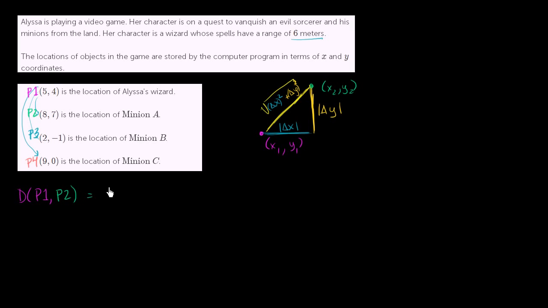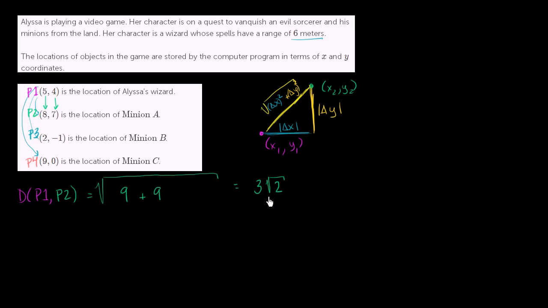well, that's going to be equal to the square root of our change in x squared. So our change in x is 3. That squared is 9. Plus our change in y squared. Our change in y is also 3. That squared is 9. So this is going to be the square root of 18, which is the same thing as 3 square roots of 2.